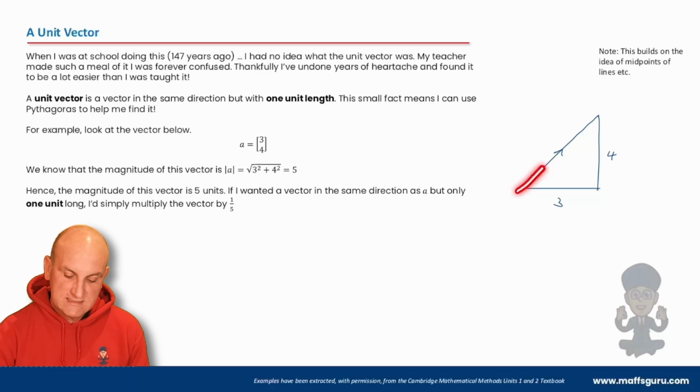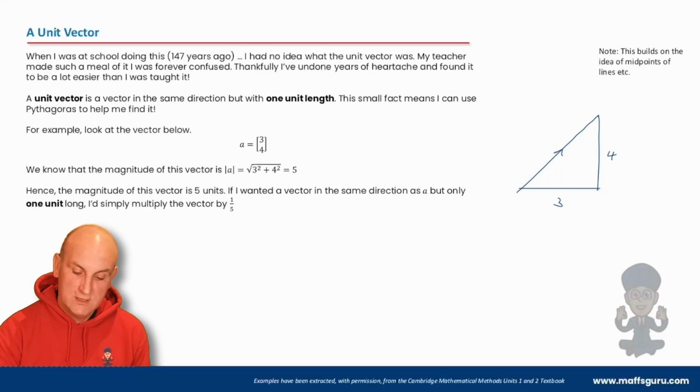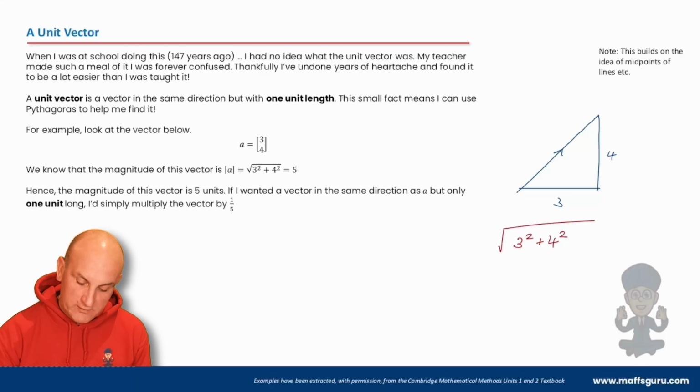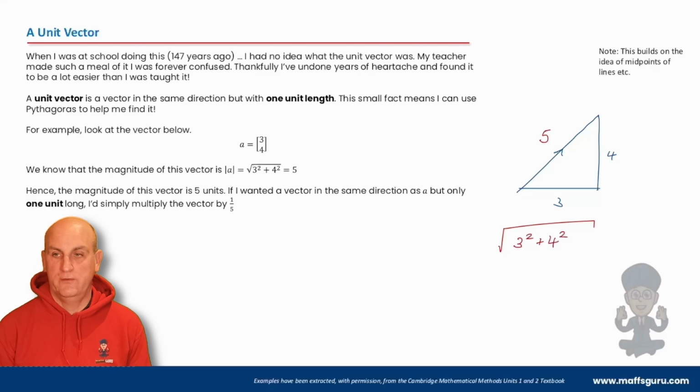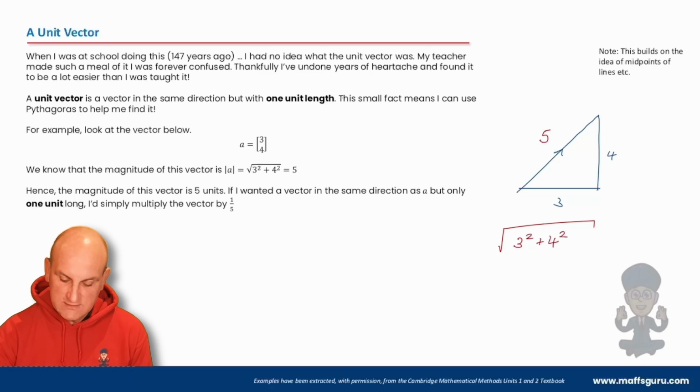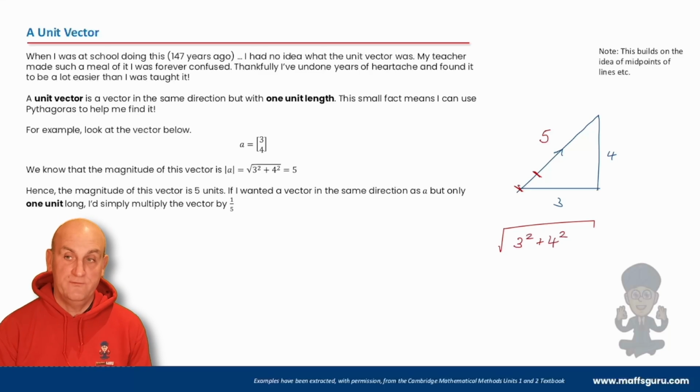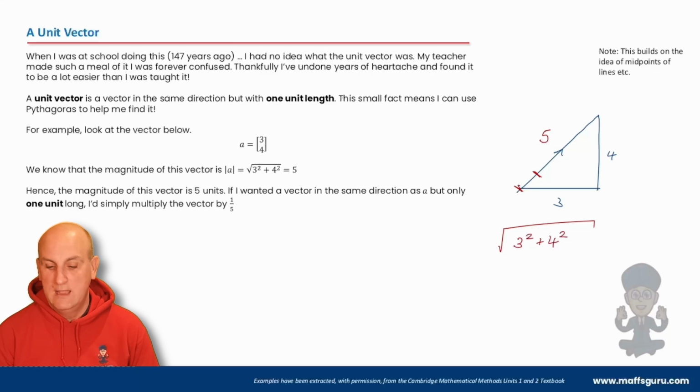What do you mean 1 unit in length? Well, the first thing is, let's work out how long that is. We can do that because we have Pythagoras. 3 squared plus 4 squared, and square root it, gives a length of 5 units. So a unit vector is going to be 1/5 of that length. Why 1/5? Because we know that's 5, and if we divide it by 5, we get 1 unit long. Therefore it is going to be 1/5 of my vector A.